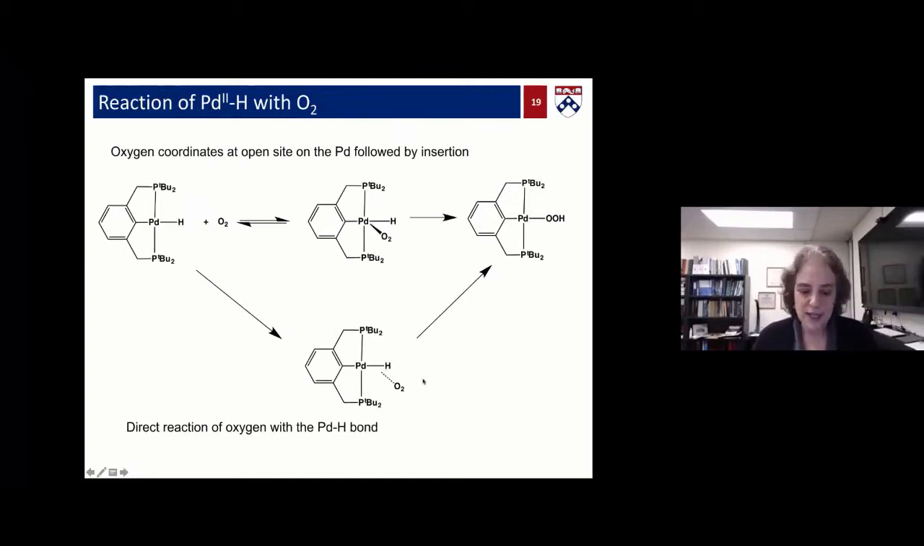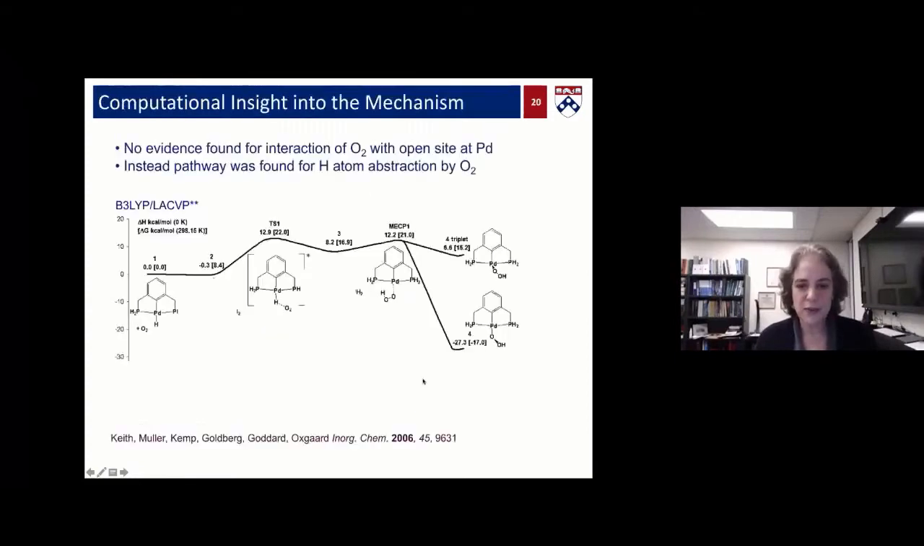We couldn't really distinguish these based on our experimental results, so we turned to computations in collaboration with the Goddard group and the Mueller group at Sandia and Rick Kemp's group there. And so what they found, first of all, was there's no interaction of oxygen with the open site of the palladium. And furthermore, what appears to happen is that oxygen approaches the hydrogen and abstracts the hydrogen atom. It flips around, you go over the triplet to singlet surface down to the palladium hydroperoxide. So this is referred to then as a hydrogen atom abstraction mechanism.